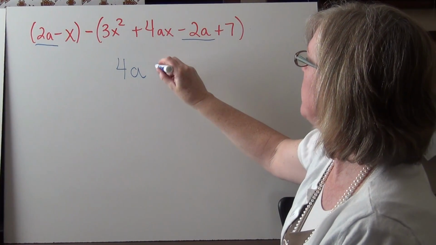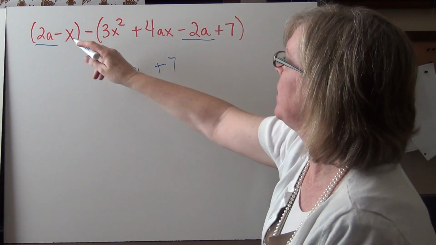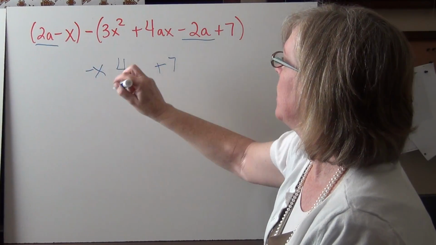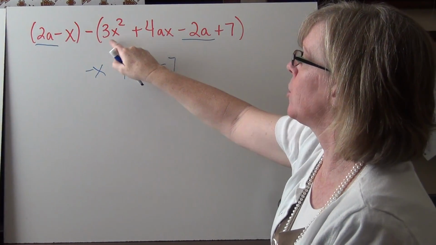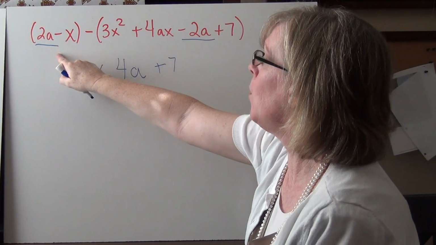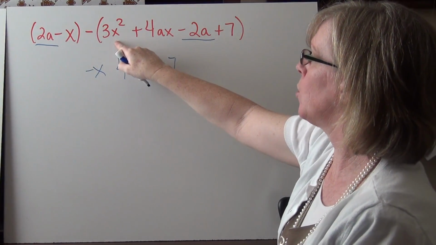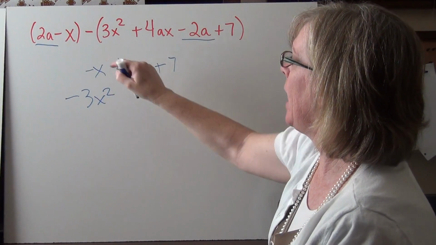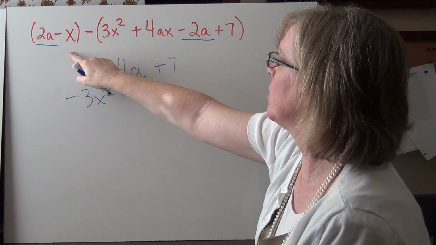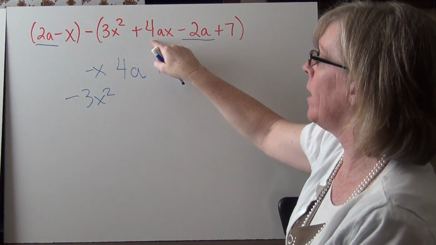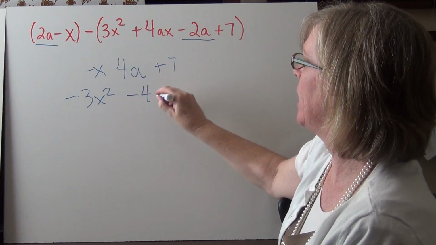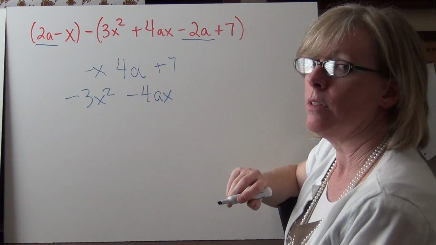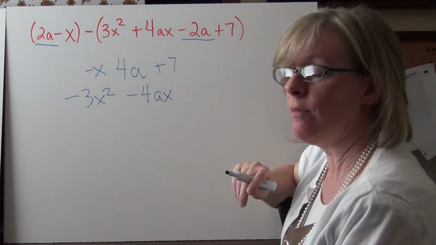And I have a 7, which didn't have a partner. I have a negative x, which didn't have a partner. Now, this is not really 3x squared because it's being subtracted. No, x squareds minus 3x squareds is negative 3x squared. And no, ax's minus 4ax's is negative 4ax. Those negative signs are going to become very important.